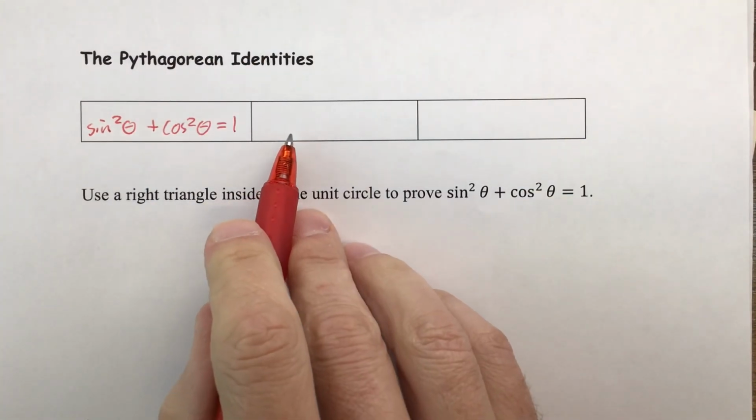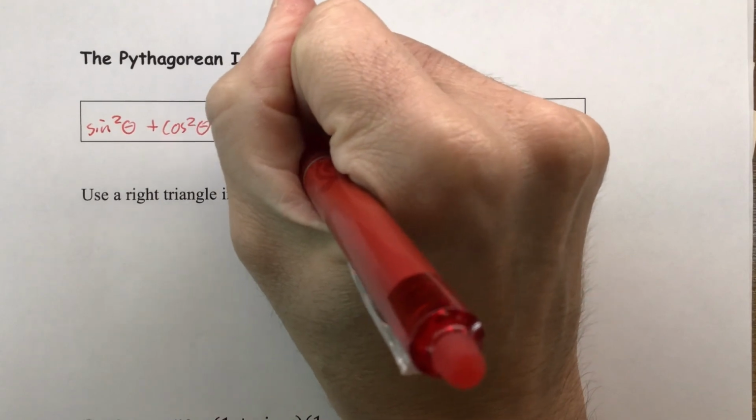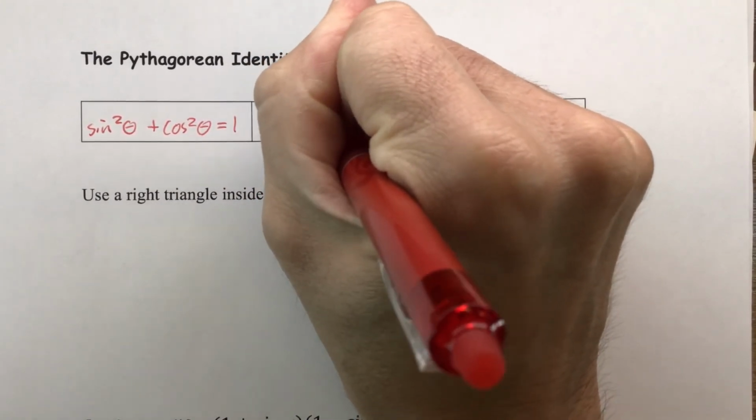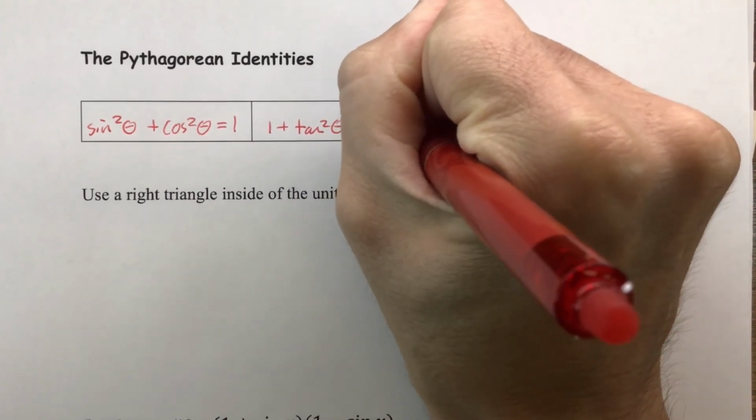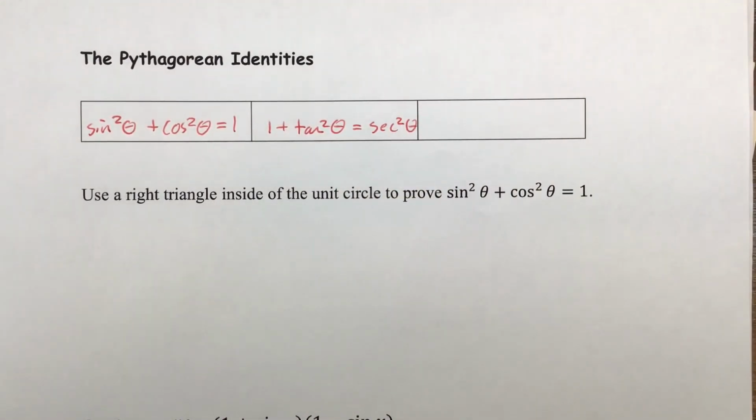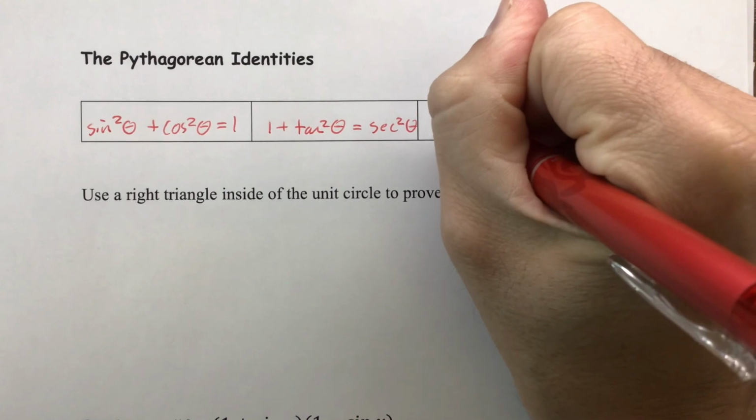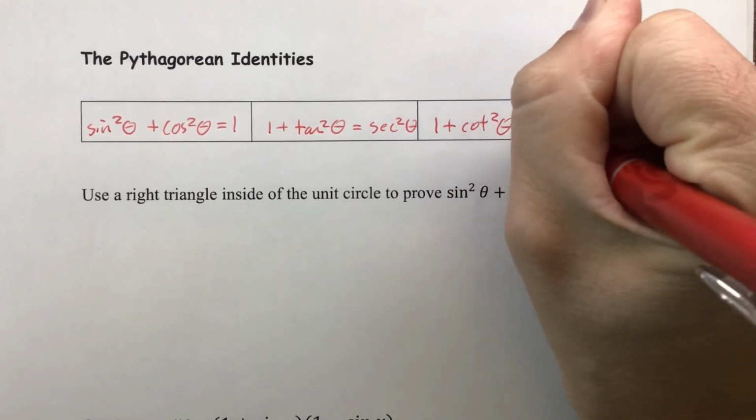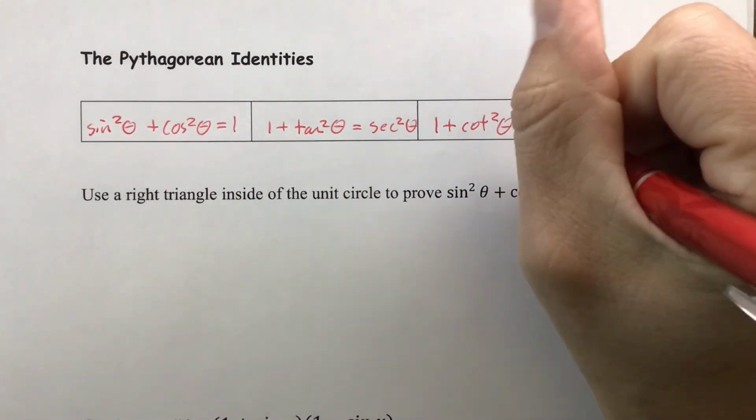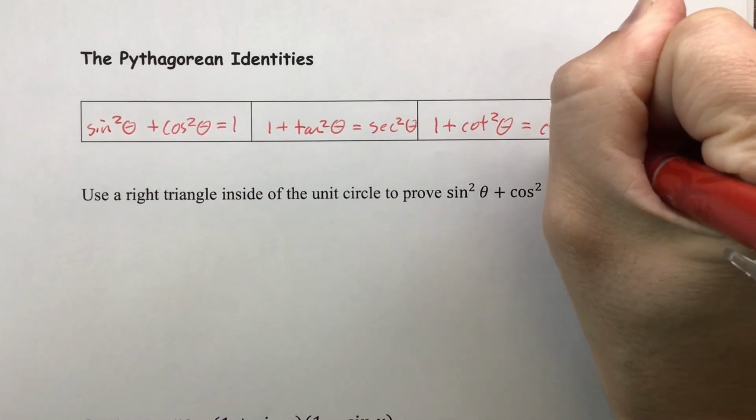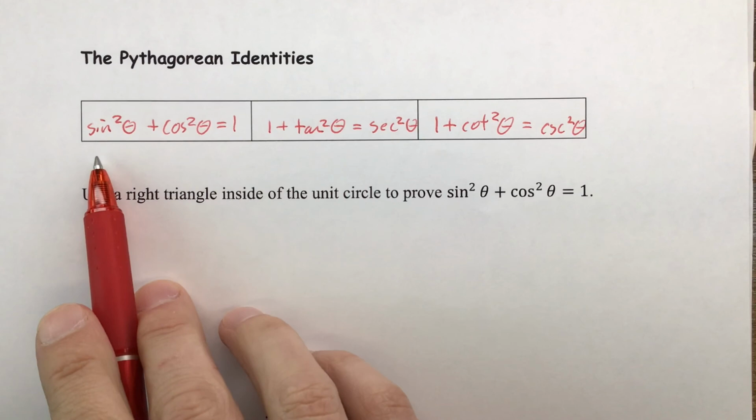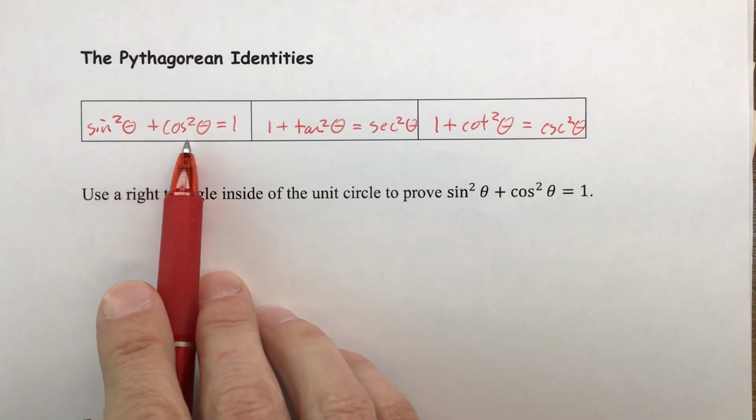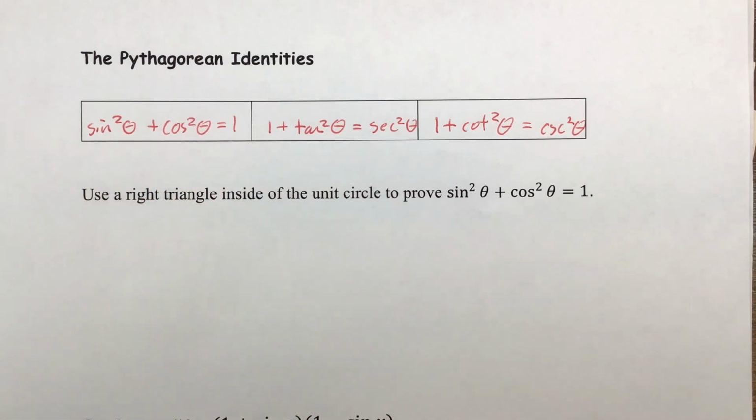Now, the others that we have, we're going to have 1 plus tangent squared theta is equal to secant squared theta. We also have 1 plus cotangent squared theta is equal to cosecant squared theta. Let's go ahead and prove the first Pythagorean identity, which says sine squared theta plus cosine squared theta is equal to 1. Let's prove that one.